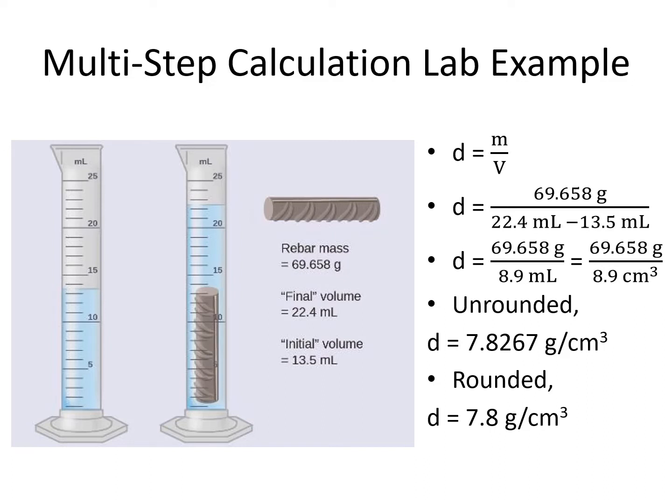Then we do the division step, which is based on total significant figures. The top number has 5 sig figs, the bottom has 2. So we keep 2 sig figs in our final answer. When we round 7.8267 to 2 sig figs, we come out with 7.8 grams per cubic centimeter.